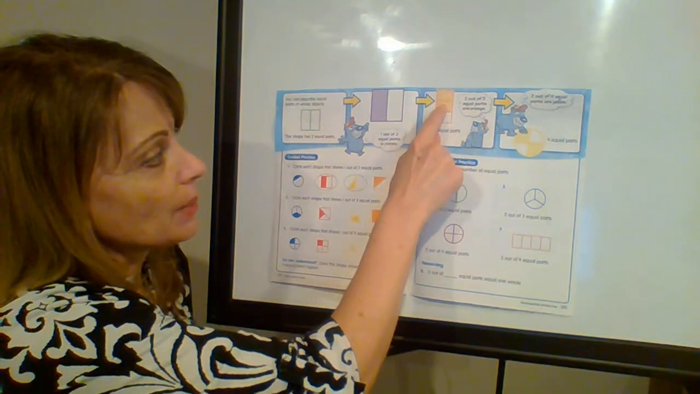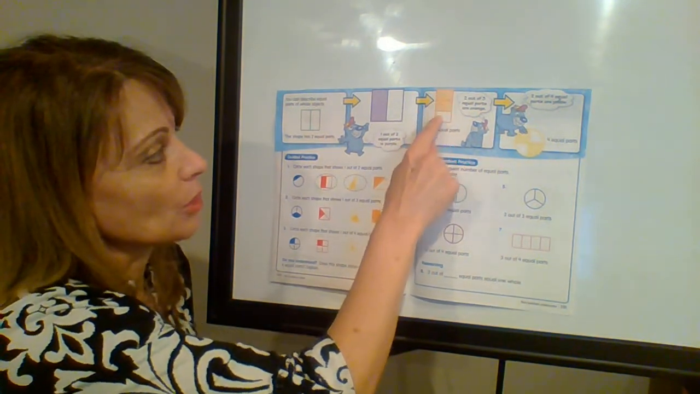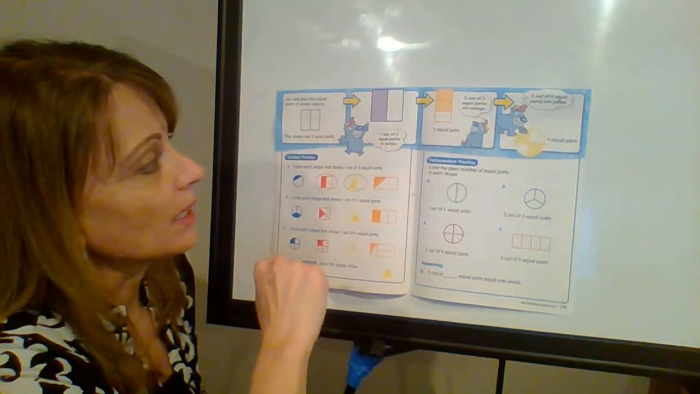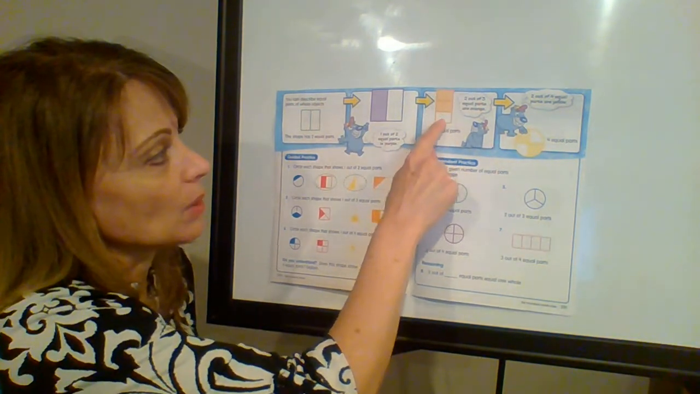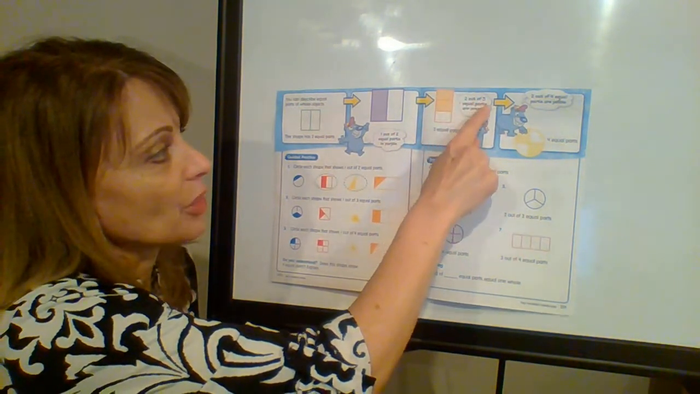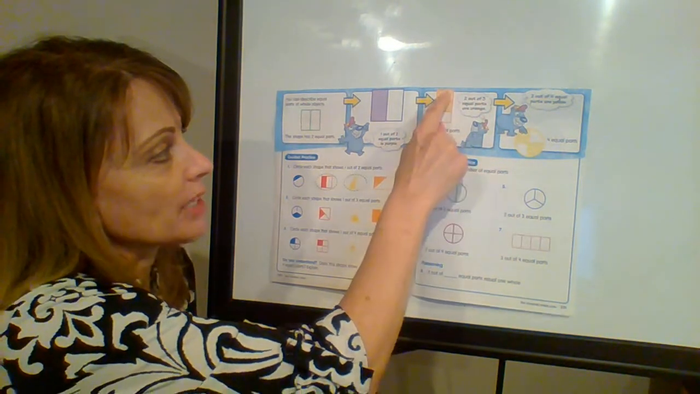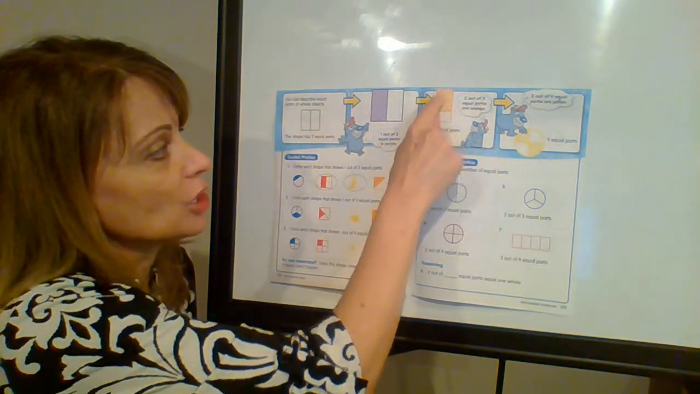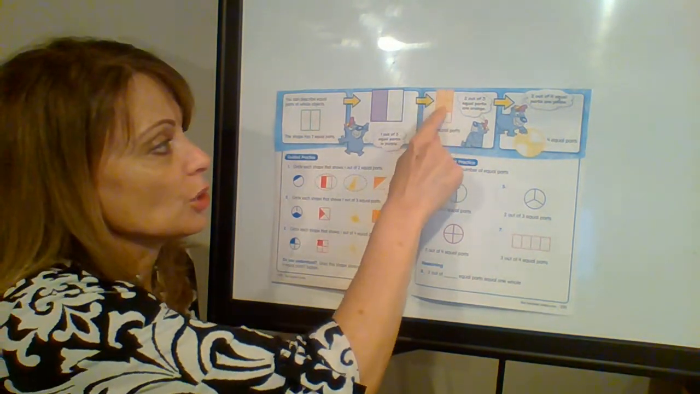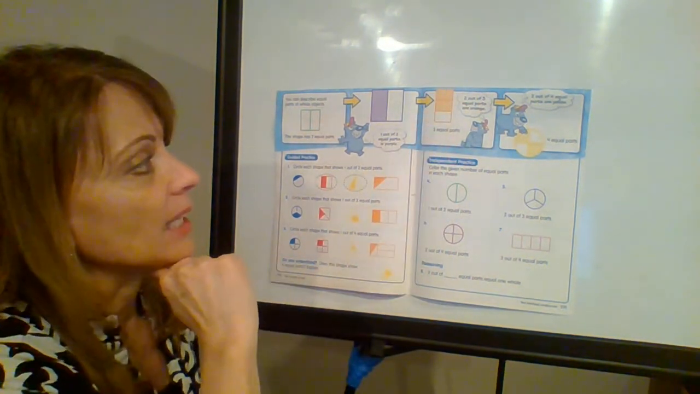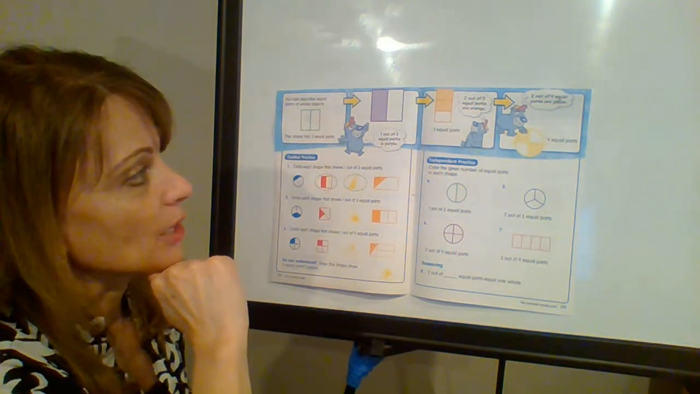Now, there are how many pieces? One, two, three. And how many? So we have three equal parts. All three of these parts are equal. Two out of three equal parts are orange. So how many are orange? Two. How many in all? Three. So two out of three equal parts are orange.